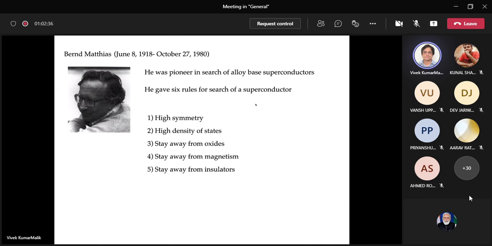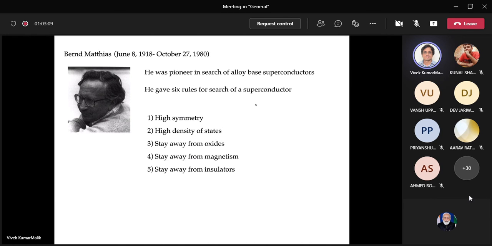So materials with high symmetry. High symmetry means crystal structure. Symmetry of the crystal structure of the materials should be high for a superconductor with a reasonably high critical temperature, because you want a superconductor with high critical temperature, high electronic density of states. You would study that a bit later. Stay away from oxides. So oxides, he said, are not superconductors. Stay away from magnetism and stay away from highly insulating materials.